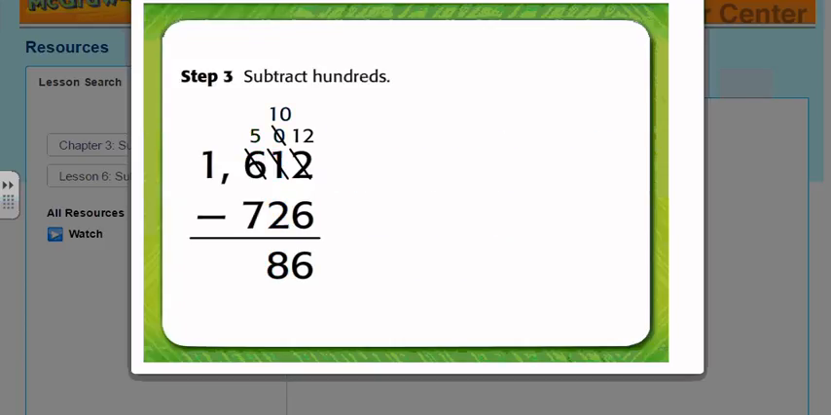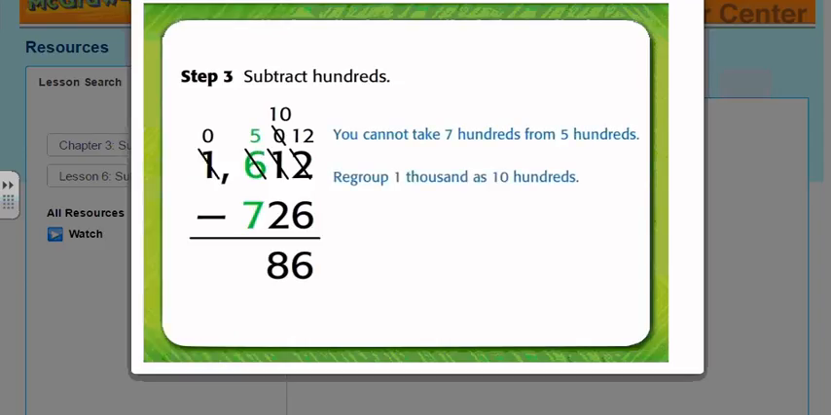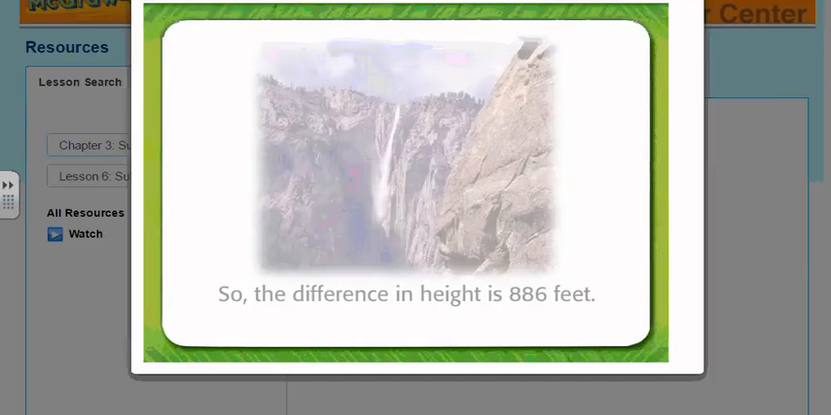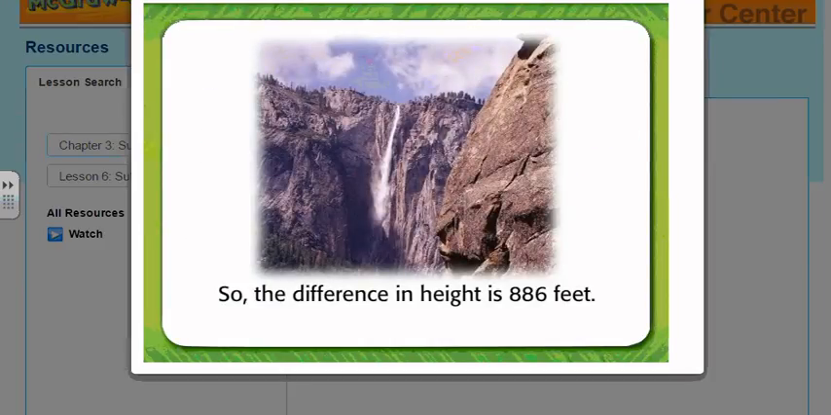Finally, subtract hundreds and thousands. You cannot take 7 hundreds from 5 hundreds. Regroup 1,000 as 10 hundreds. 5 hundreds plus 10 hundreds equals 15 hundreds. 15 hundreds minus 7 hundreds equals 8 hundreds. 0 thousands minus 0 thousands equals 0 thousands. So the difference in height is 886 feet.